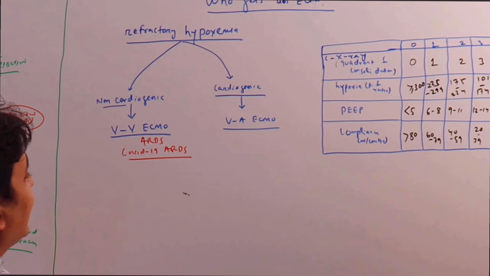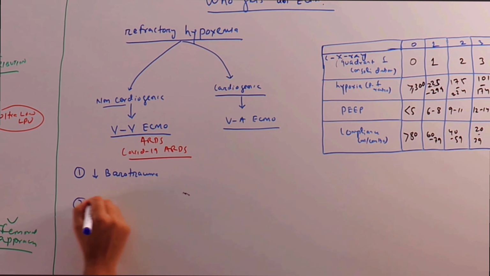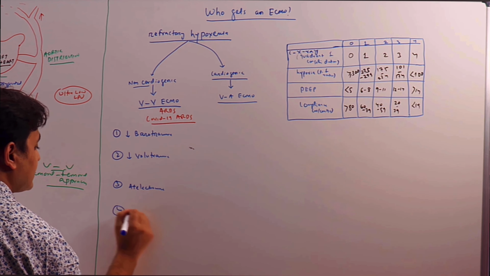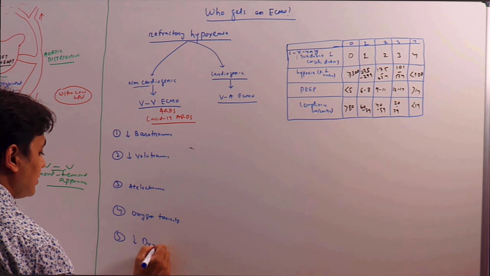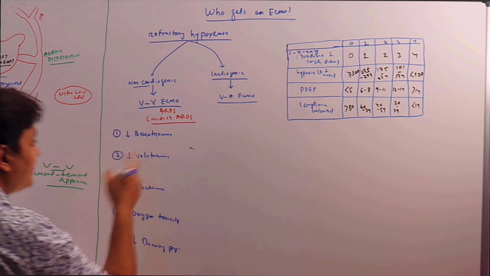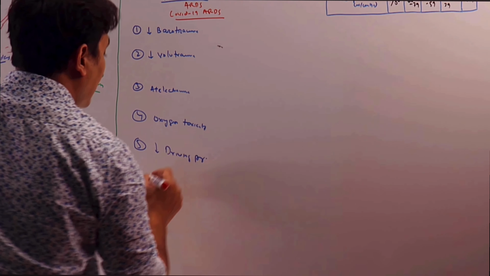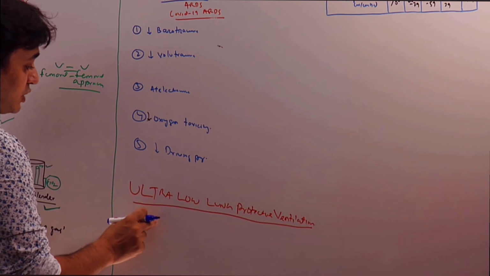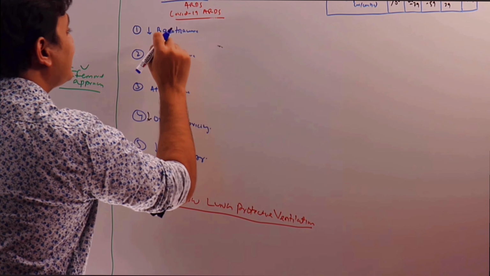So how does it actually help? It prevents barotrauma, it prevents volutrauma, it prevents atelectrauma, it prevents oxygen toxicity, it decreases the driving pressure, which improves mortality. All these are possible because we can give our patient what we call an ultra low lung protective ventilation. So because you're using an ultra low lung protective ventilation, how do we decrease the barotrauma?